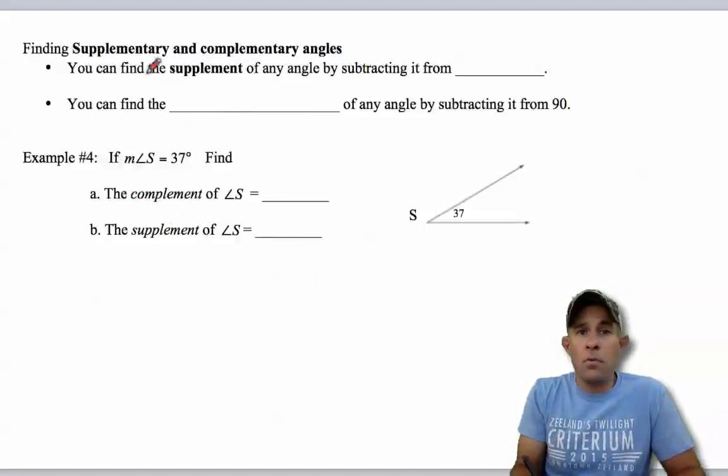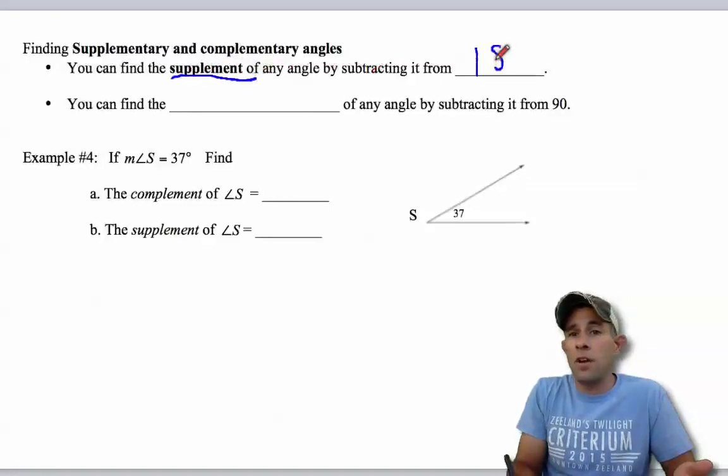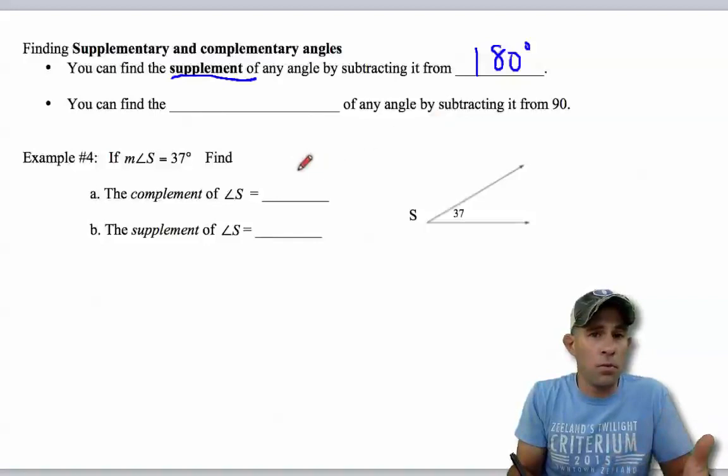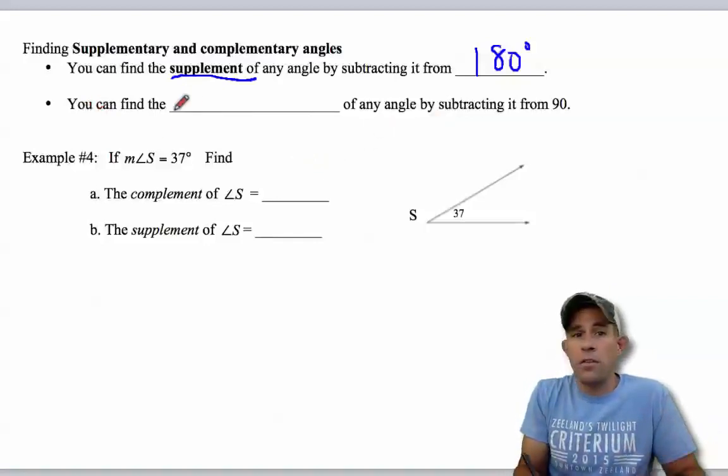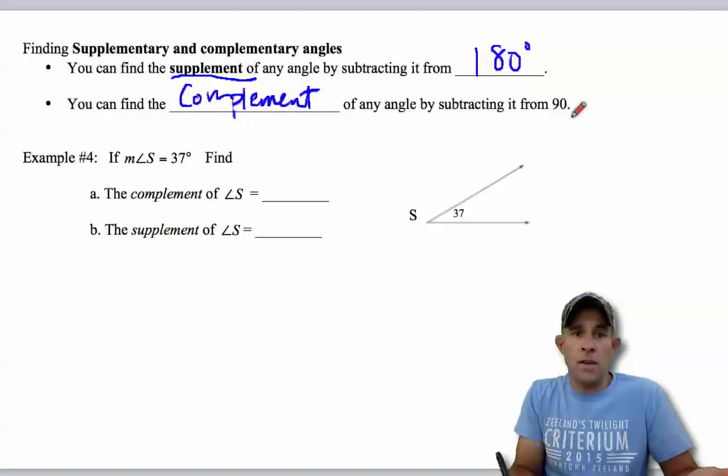All right, in our next example, we're going to look at finding supplementary and complementary angles. Remember, supplementary angles add up to equal 180. Therefore, if you want to find the supplement of an angle, simply subtract it from 180 degrees, and you'll end up with that supplement. Likewise, you can find the complement of an angle by subtracting that measure from 90 degrees.